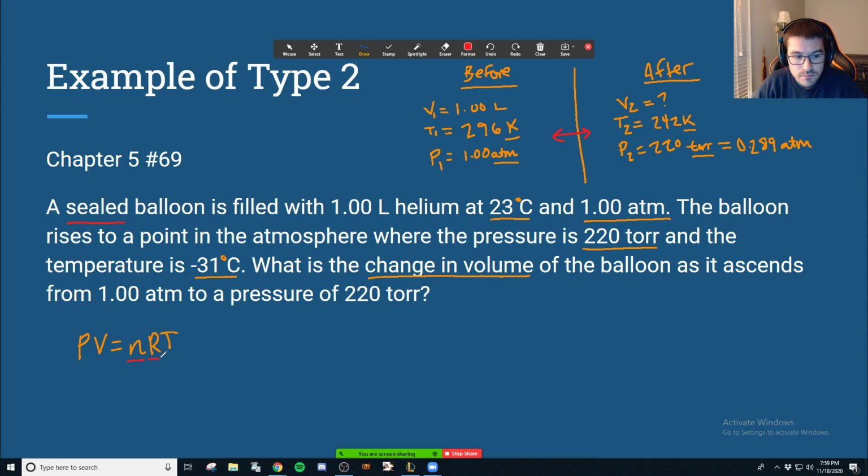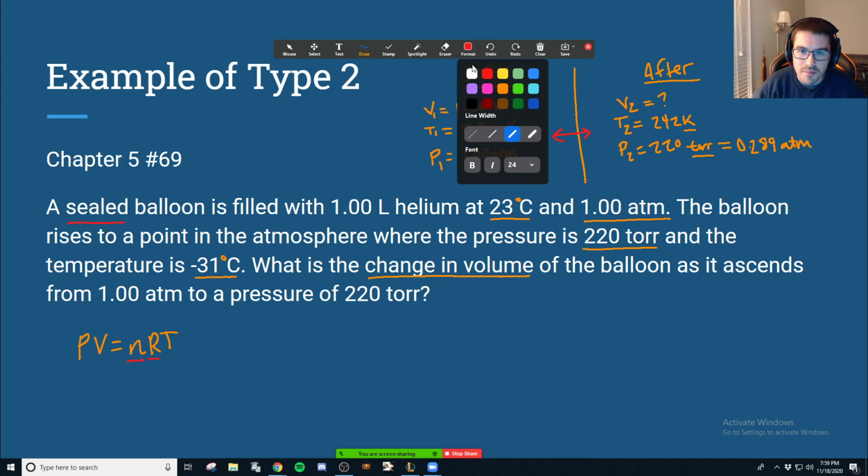Also, R is going to be constant, because R is a constant. It's literally called a gas constant. When you identify what variables are constant, lump them over to the same side. So N and R happen to be over on the same side. Everything else you want to have on the other side of the equation.